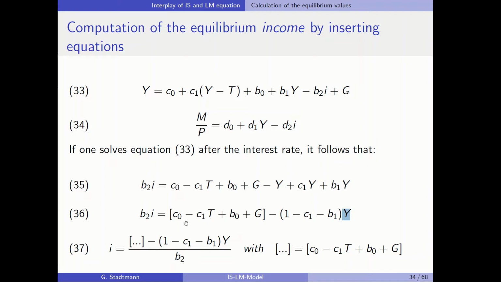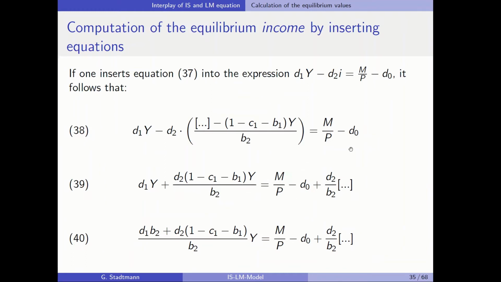In the next step, we can divide this relationship by b2, and we have isolated the goods market equilibrium condition for the interest rate. The term in square brackets, that's a very long expression. We would like to abbreviate it. So these square brackets with the 3 dots are defined as these autonomous components. So now we will insert equation 37 into the money market equilibrium condition.